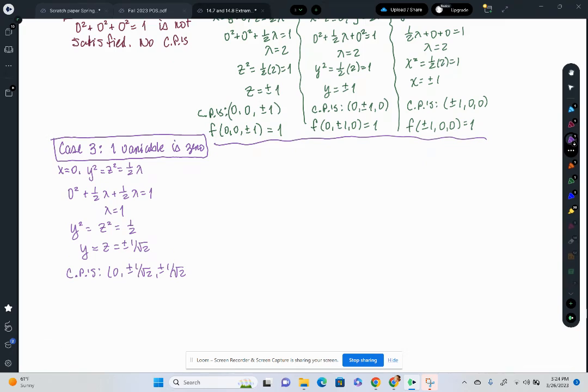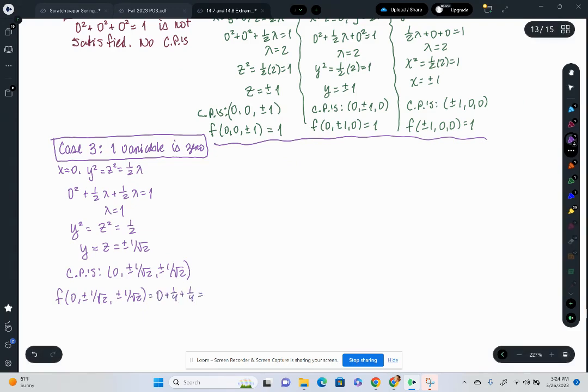Okay. Now, when I plug these into the function, I'm looking at f of 0 with plus or minus 1 over root 2, plus or minus 1 over root 2. Remember, these are all getting raised to the 4th power. If you take 1 over the square root of 2 and you square it, you get 1/2. If you square that again, you get 1/4. So we're going to get 0 plus a fourth plus a fourth, which is 1/2.